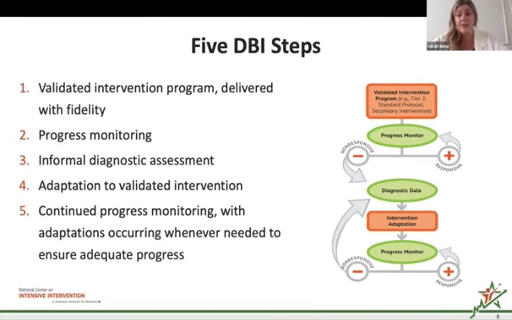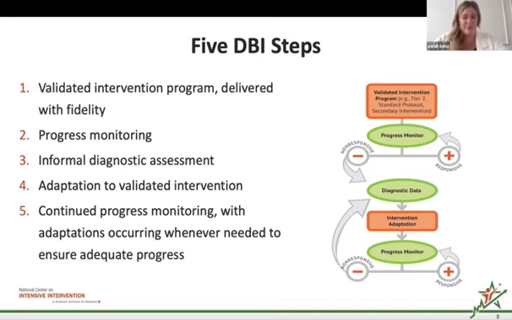So the process is really made up of 5 iterative steps. At the tippy top, the DBI process builds on that validated intervention program that's been delivered with fidelity, keyword there. And when we say validated intervention program, we typically say that thinking it's an evidence-based standard protocol intervention. You progress monitor that, so those data are regularly collected to determine if that student is responding to the intervention. If they are, great, celebrate. If they're not, what do you do?